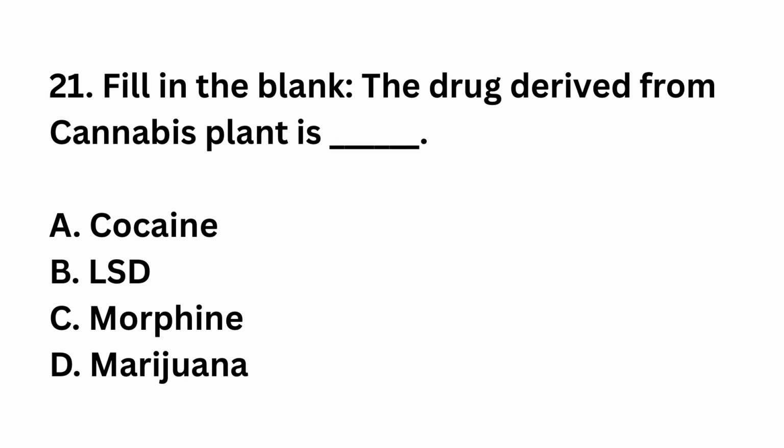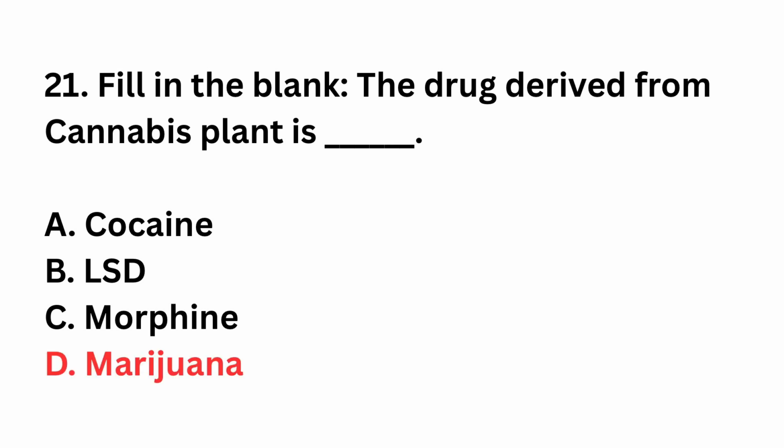Question number 21. The drug derived from cannabis plant is dash: cocaine, LSD, morphine, marijuana. The right answer is option D, marijuana. Marijuana is obtained from cannabis sativa. It acts on cannabinoid receptors in brain.